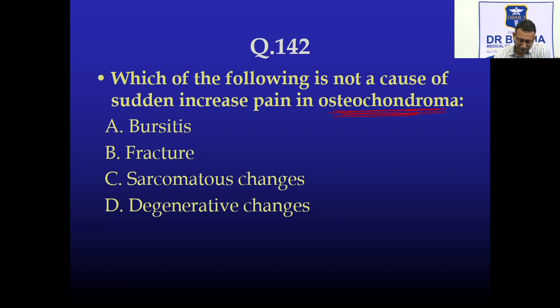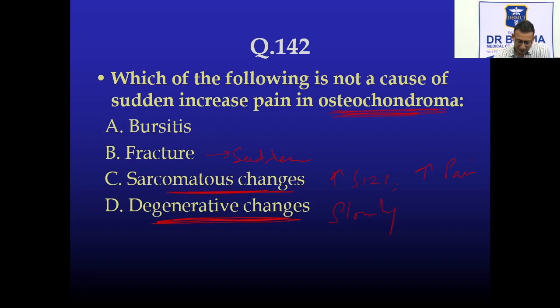Okay, and if the pedunculated osteochondroma fractures, that will lead to a sudden increase in pain as well. Okay, so sarcomatous changes, malignant changes, will also give rise to a sudden increase in size and a sudden increase in pain. Okay, degenerative changes are not that common, but as we know, all the degenerative arthritis usually develop slowly, they take time to develop.